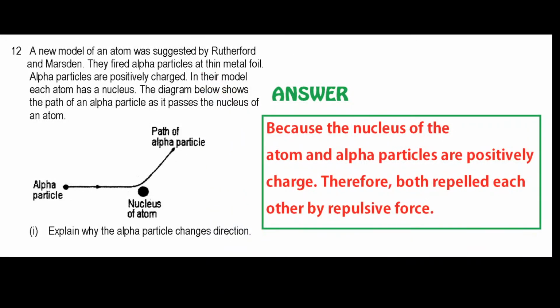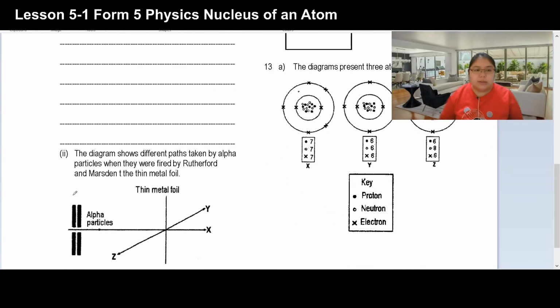Okay, let's see the explanation here. Because the nucleus of the atom and the alpha particle are positively charged. That means the nucleus is positive, the alpha is also positive. So therefore, both of them will repel each other by repulsive force. So you must talk about repulsive force. You must also say both are positively charged. Okay, so this is the answer for question 12.1. Then we continue to the next one.